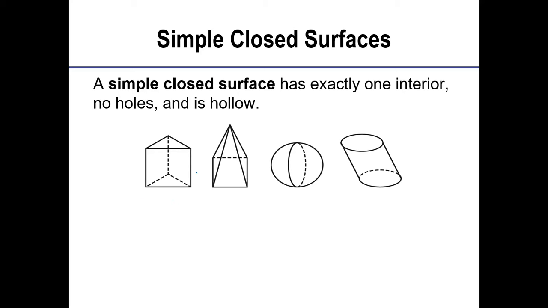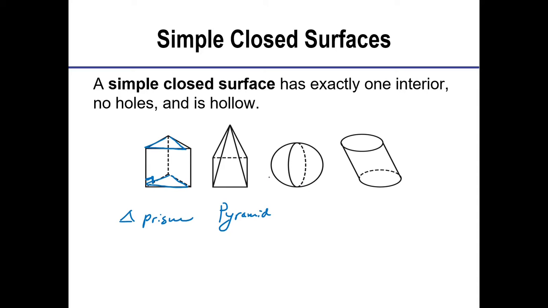Looking at the first example, this is called a triangular prism. The base consists of a triangle, and the top also consists of a triangle. And we're connecting those triangles with segments that are perpendicular to the base. This is known as a triangular prism. The second figure has a base that's a rectangle or a square, and the sides are triangles. This is known as a pyramid.